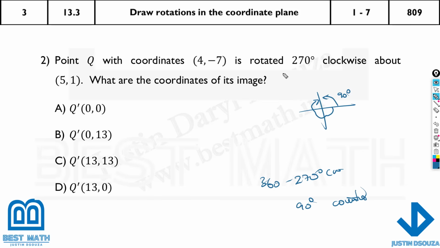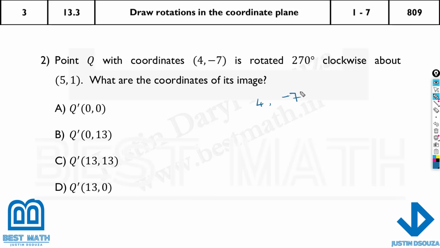That's 90 degrees counterclockwise. This would be clockwise. So I hope this is clear. Just 360 minus 270 is 90 degrees. Going clockwise by 270 degrees is the same as going 90 degrees counterclockwise. Now we can easily solve this. The given coordinates are 4 and -7. What do we have to do over here? We need to rotate about this particular point.